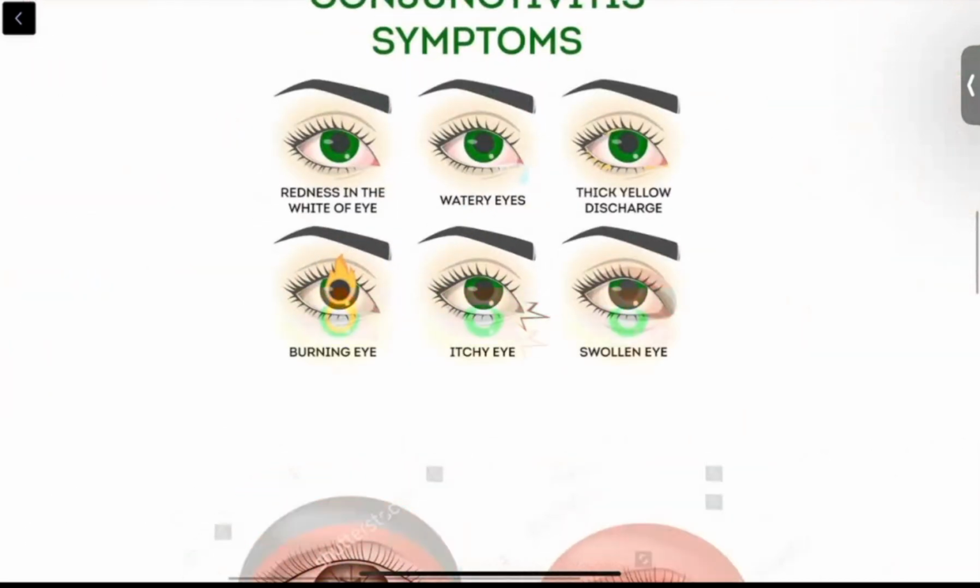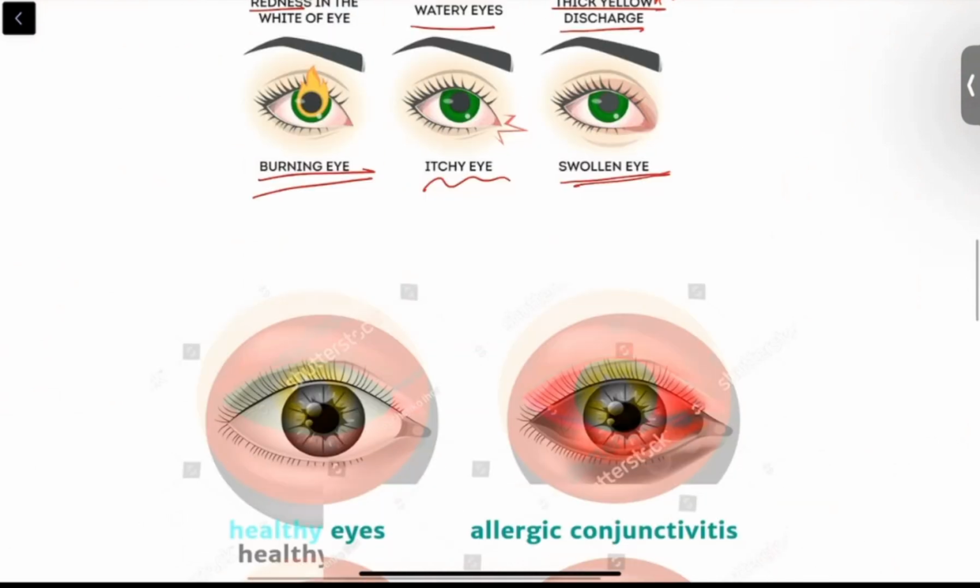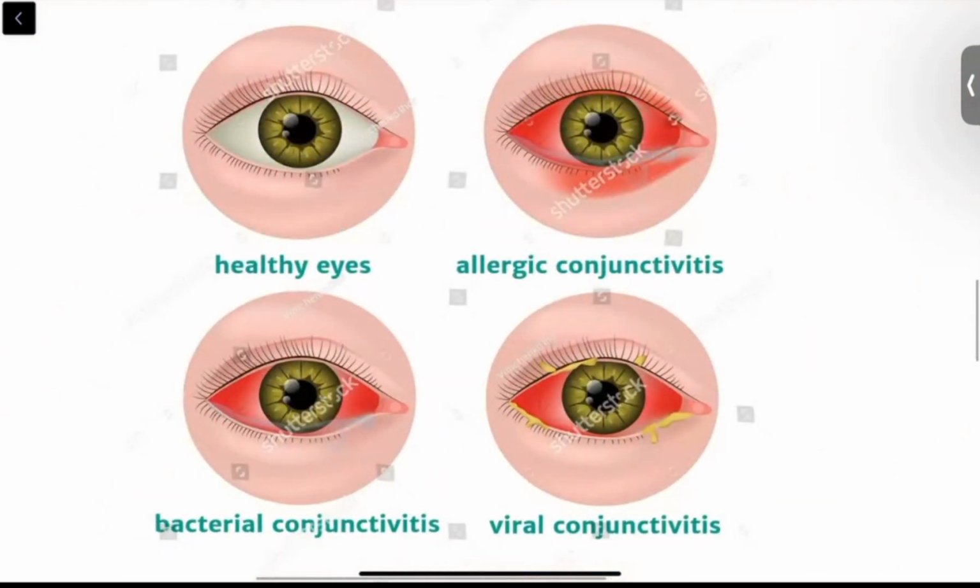Again, just brushing through the image of symptoms of conjunctivitis: redness in the eye, watery eyes, thick yellow discharge, that is mucopurulent discharge in case of bacterial conjunctivitis, burning sensation in the eye, itching in the eye, and swollen eye. These are the usual common symptoms with which patients come to us, and we diagnose conjunctivitis. Again, these are the types of conjunctivitis.